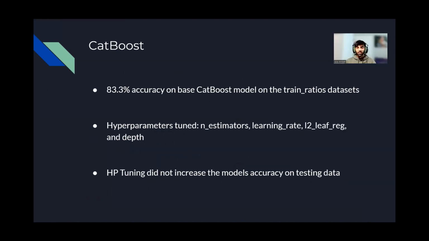The next classifier that we used is the CatBoost model, also on the ratios dataset. So the base CatBoost gave an accuracy score of 83.3%. We tried tuning the following hyperparameters you see on the screen. However, this does not improve the accuracy. For example, the accuracy after tuning was either the same or lower than 83.3%.